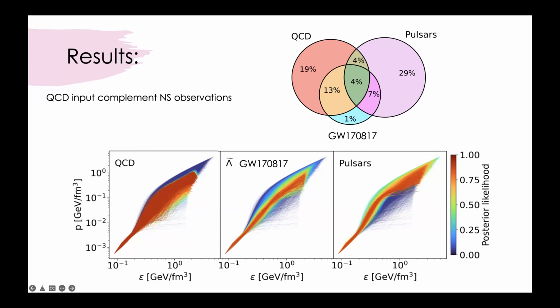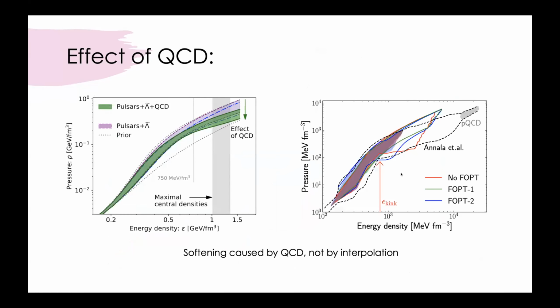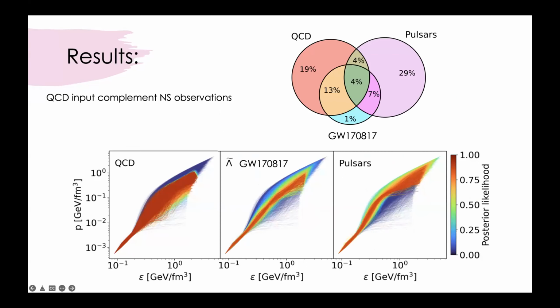I think the characteristic peak in the speed of sound comes from the interplay of these two effects. So the pulsars make you go up, and then QCD brings you down. Well, if you go back to the pulsar, it also says softening in a higher density region, right? If you go above this part, correct? Yeah, that is true.